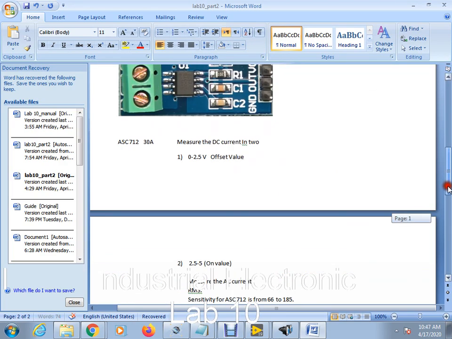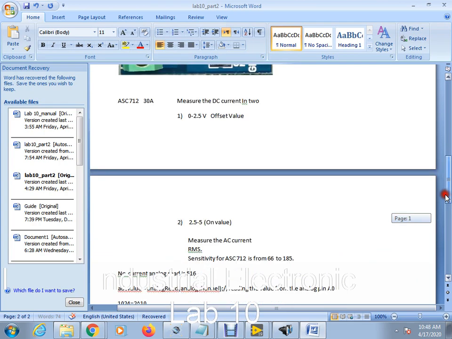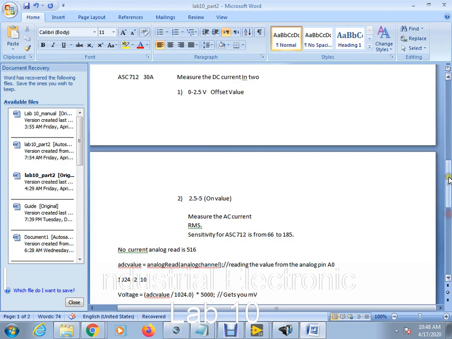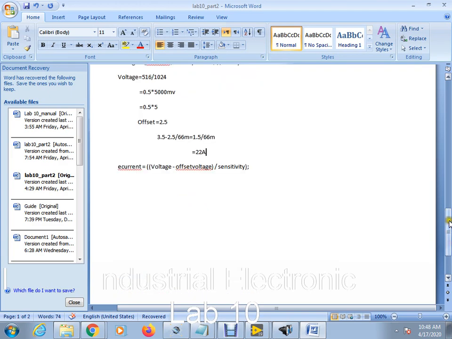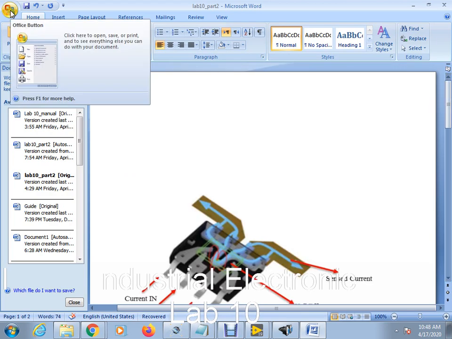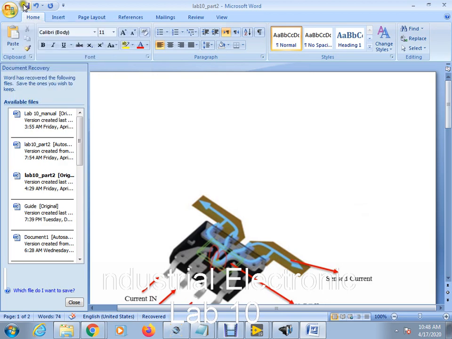So this is the analog input, and there is an ADC. The ADC is built into the Arduino UNO. It will convert the analog input into digital and give you an output result. This is the main phenomenon which we are using in this sensor. So this is the end of part 2.